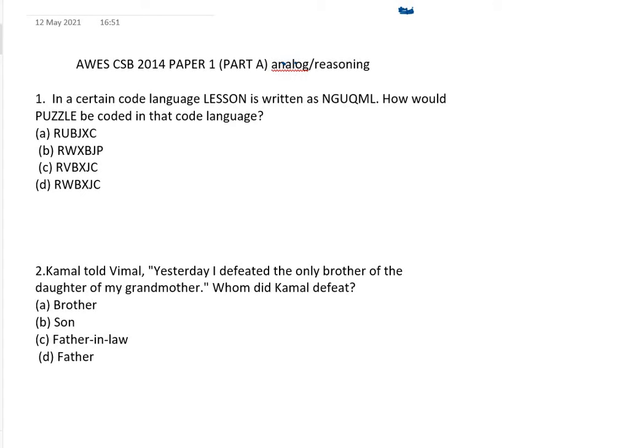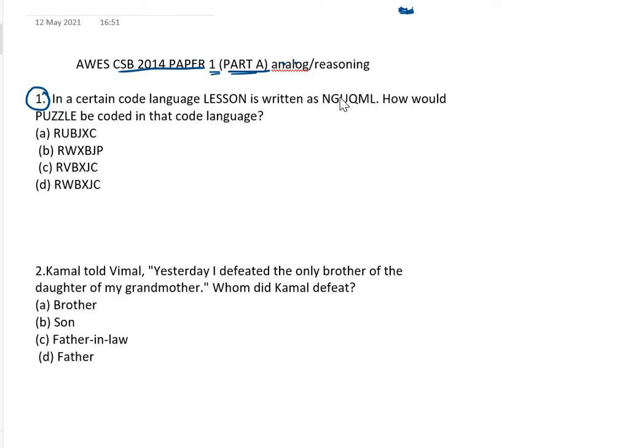So in this video we are going to solve AWES CSB 2014 Part A, that is, paper 1, Part A, Analogy and Reasoning. Math related questions we are planning to solve. Yes, let's get started. Question number 1.